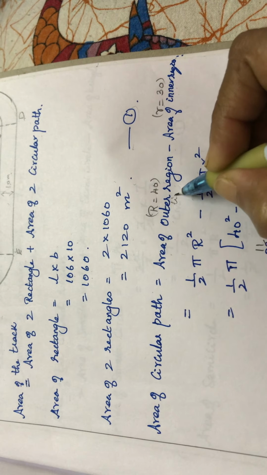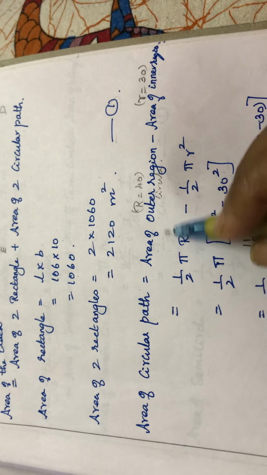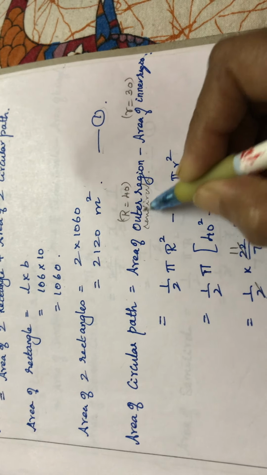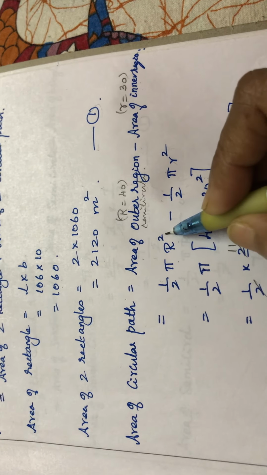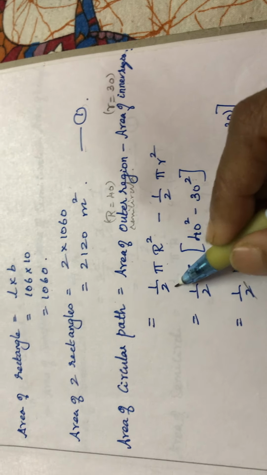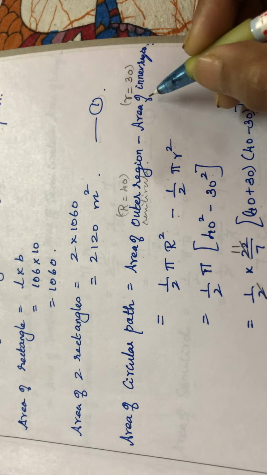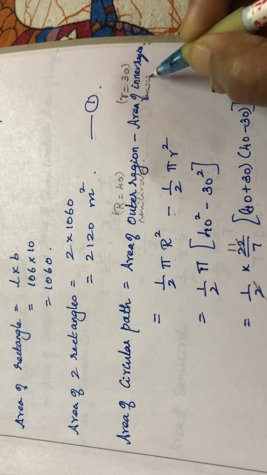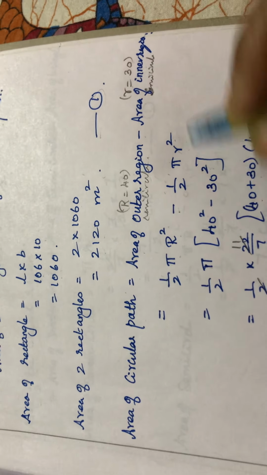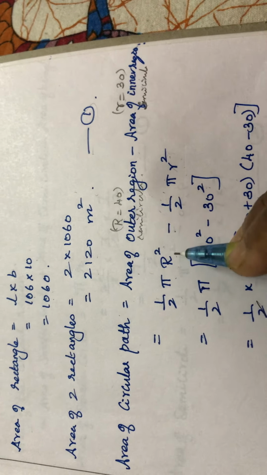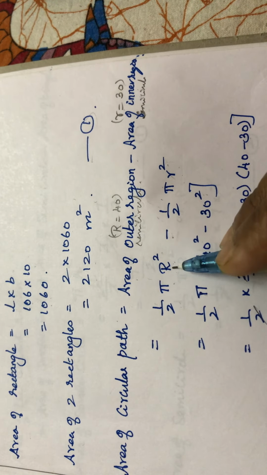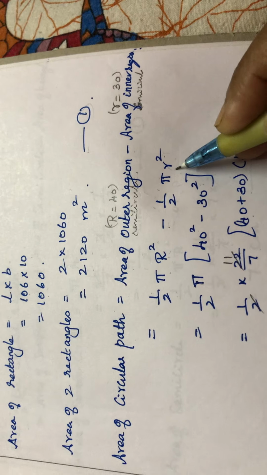Here it is a circular region. So area of the circle, semicircular region. Okay, so half pi r square. Semicircle means what is the formula? Half pi R square minus half pi small r square. Both are semicircular regions, so I am taking the semicircle formula, that is half pi r square. Only difference is outer region capital R, inner region smaller r, that is the difference.